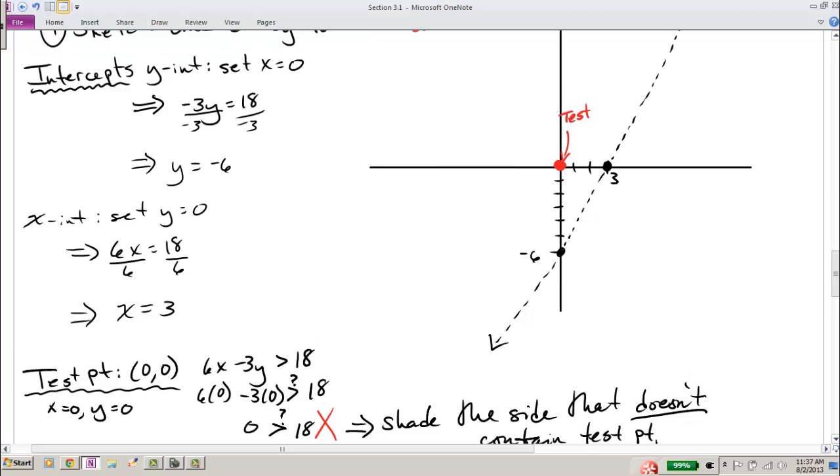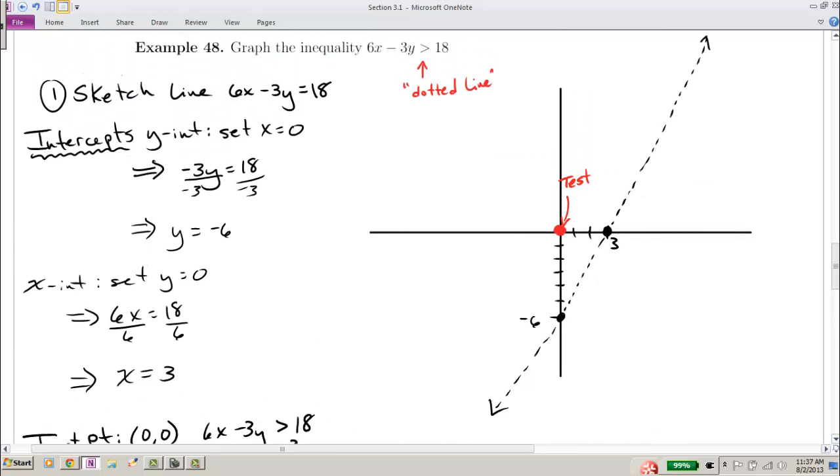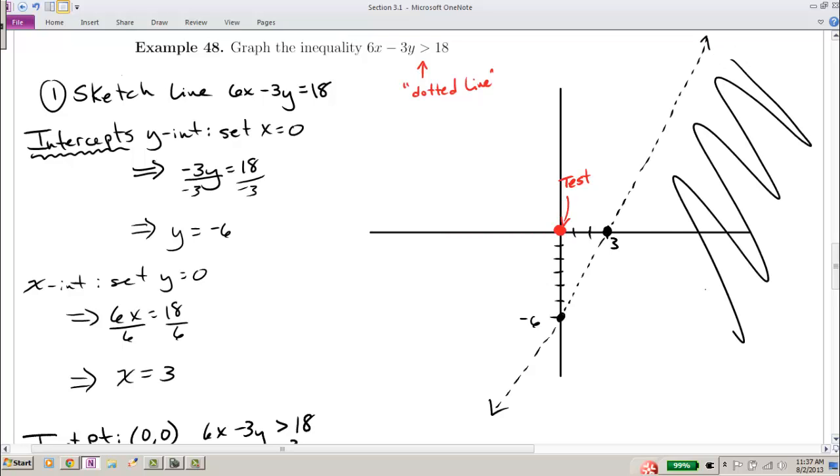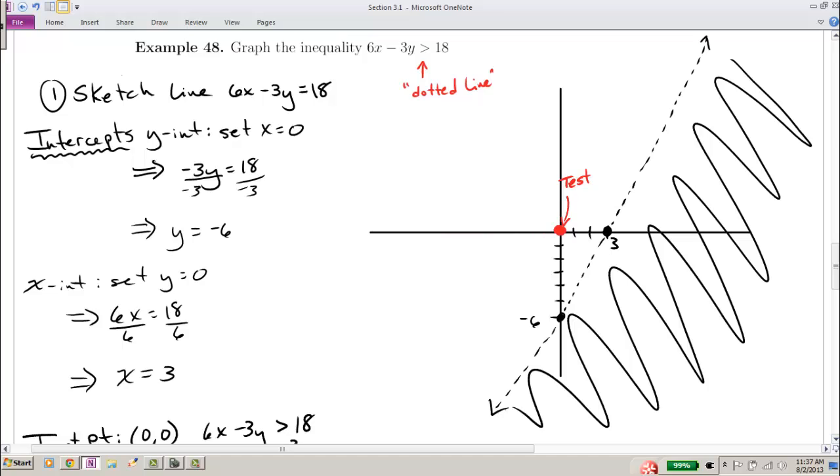So coming back up here to our graph, I know I'm going to be shading this side. And this is the graph of our inequality. This is a visual representation of all of the xy pairs that satisfy this inequality. We do not include any of the points on the line because the line is dotted, but any point on the shaded side of the line will satisfy that original inequality.